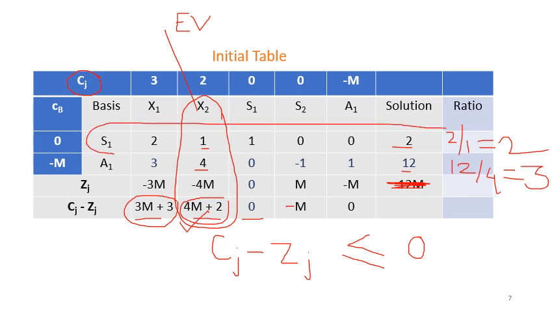So as you have done previously, which is the minimum ratio row here? The minimum ratio row is this. So S1 will now become the leaving variable because it corresponds to the key row.